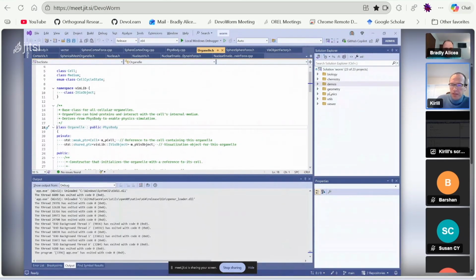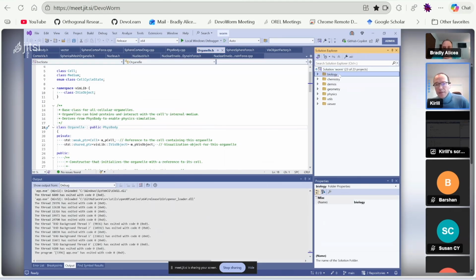Okay. Can you still see the screen? Yes. Okay. So basically, there's a lot of code, and to organize this code, I needed some kind of hierarchy. So I created a very hierarchical representation of this, right? The first level of organization is mostly by science. Everything that has to do with biology is in this folder, then there's chemistry, geometry, physics, and that's it, right?